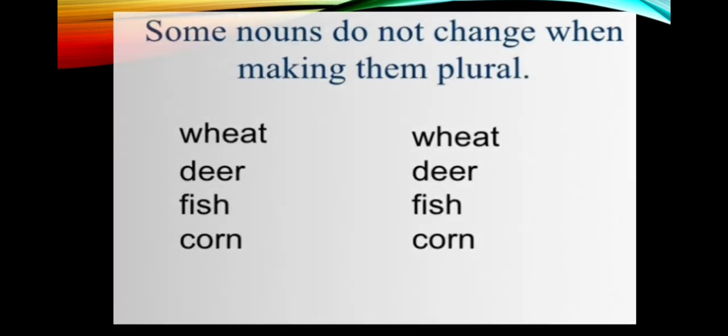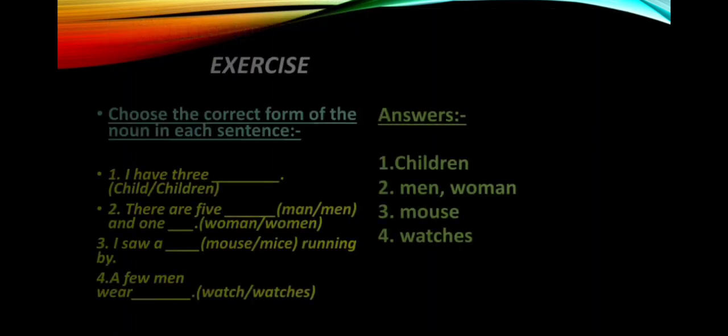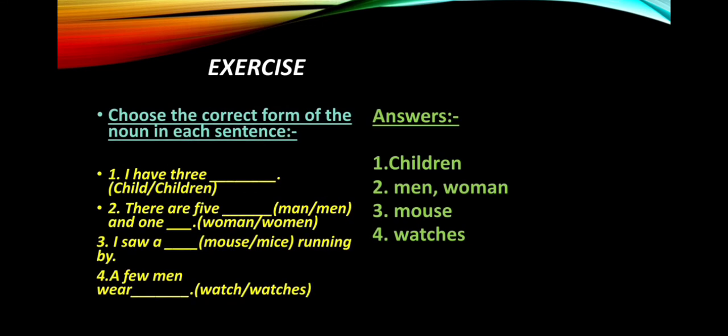Now let's see one exercise which will help you all to understand better. Choose the correct form of the noun in each sentence. I have 3 dash. Options are given: child and children. So the answer will be children because the number given is 3, that is more than 1. It means we are talking about more than one child. So the answer will be children.